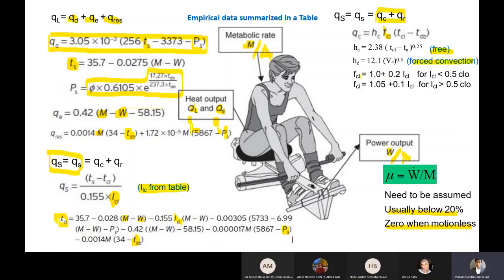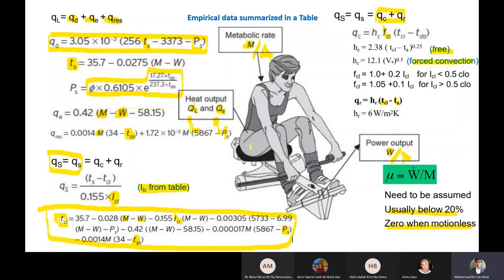And then FCL, the clothing factor, is given from the empirical equation. So this is for the convection, and finally radiation is equal to radiation constant times the difference of the temperature between the cloth and the ambient. T clothing you can calculate using this equation. Okay, there's a lot of calculation, and I can tell you that I will put this kind of exercise in the final exam. So you pay attention to this one.